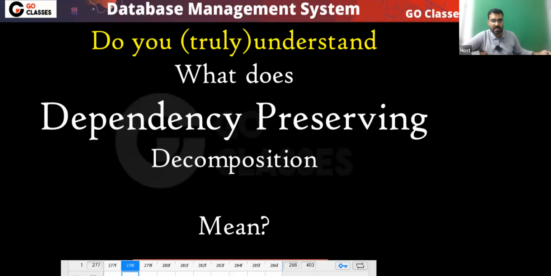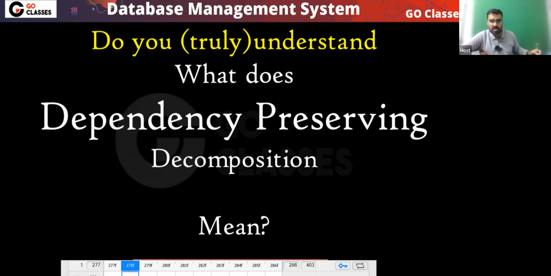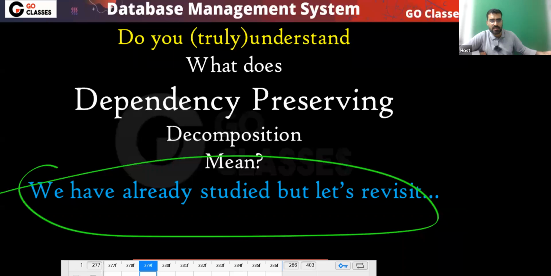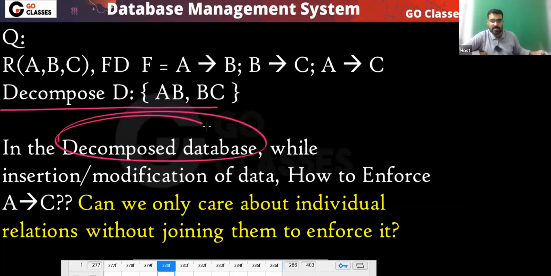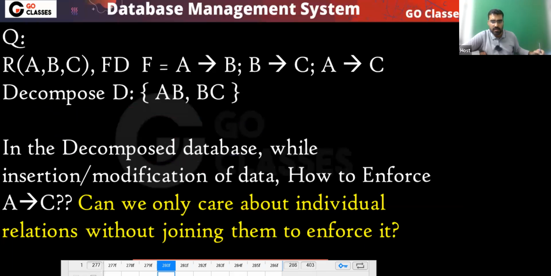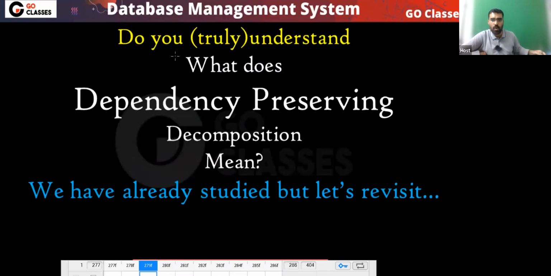Okay, but anyway, let's understand this clearly, in a crystal clear manner. Do you truly understand what dependency preserving decomposition means? We have already studied this, but let's revisit. Look at this question. Is this dependency preserving? This is your relation R, and you are decomposing it into these two. In the decomposed database, can deletion create a problem?